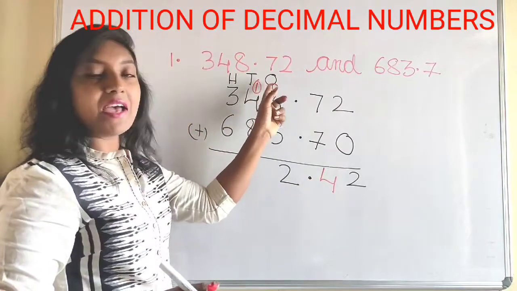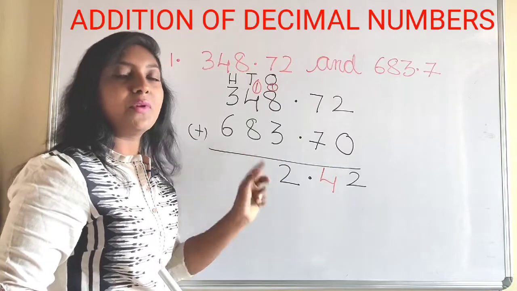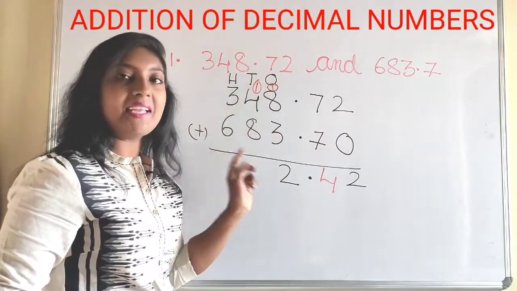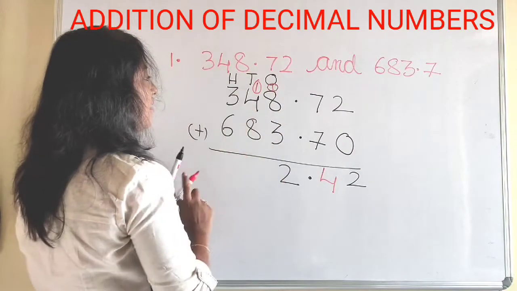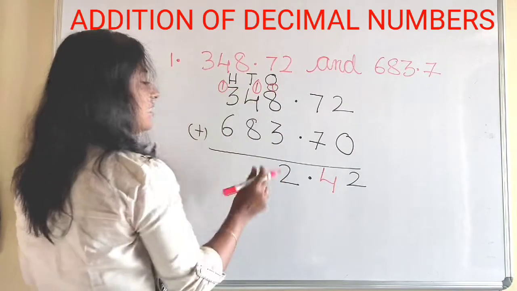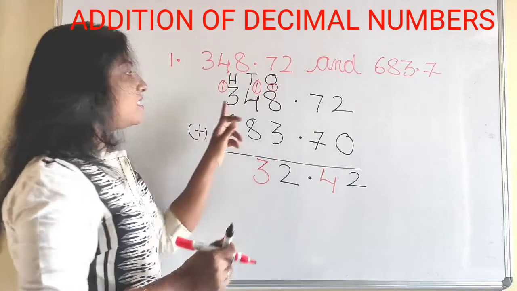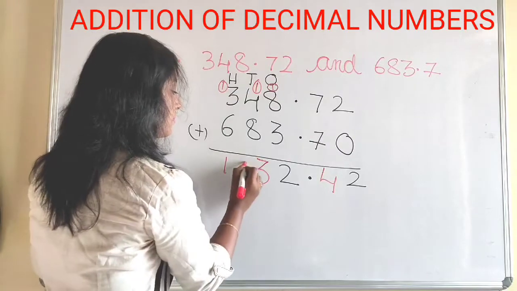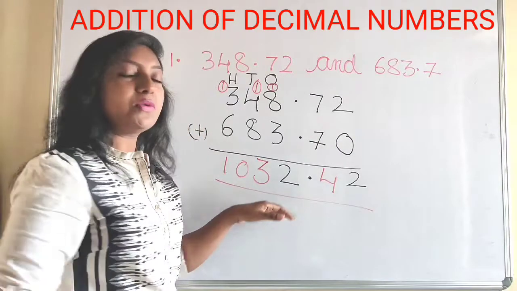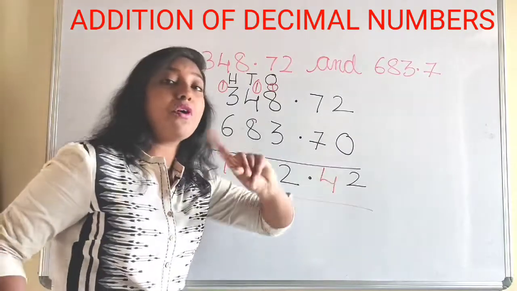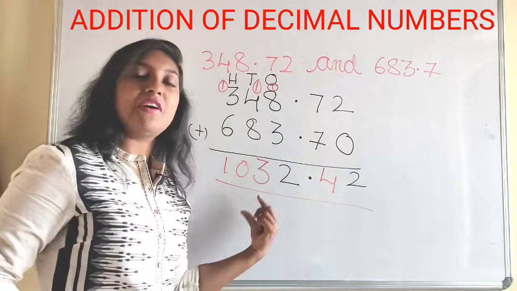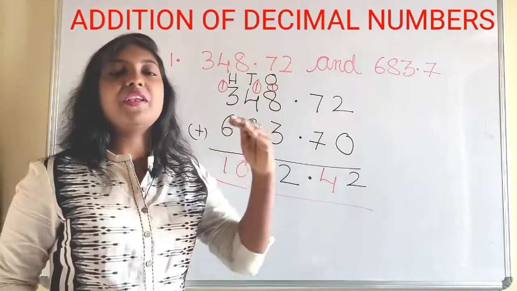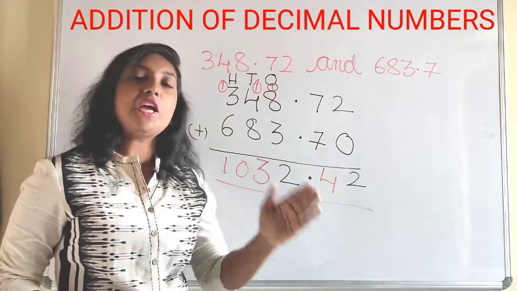Next, 4 plus 1, 5. 5 plus 8, 13. So here we have to place 1 and here 3. And 3 plus 1, 4. 4 plus 6, 10. So 1032.42, not 42. So we have to read the number as 1032.42.